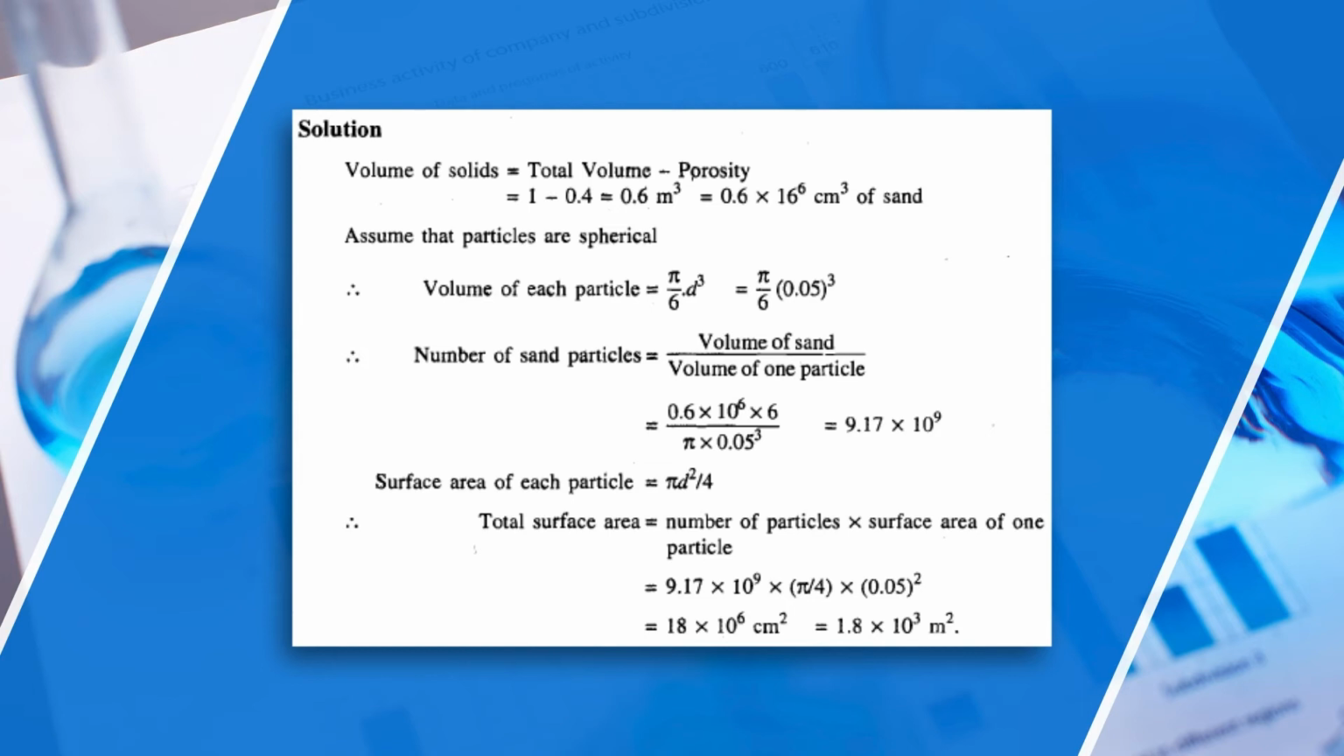Assume particles are spherical, as also given in the question. So volume of each particle comes pi by 6 into 0.05 power 3. So number of sand particles is the volume of the sand divided by the volume of one particle. So number of particles comes 9.17 into 10 power 9. Surface area of each particle is equal to pi d square by 4. So total surface area is number of particles into surface area of one particle. So the answer comes 1.8 into 10 power 3 meter square.